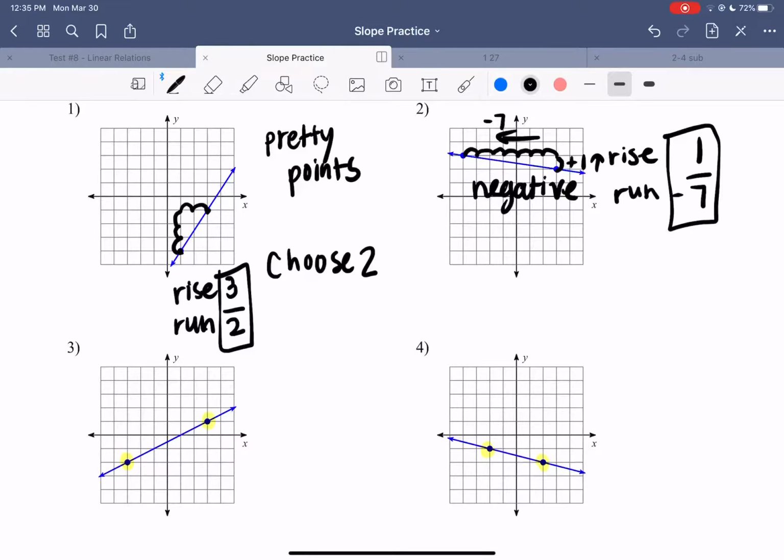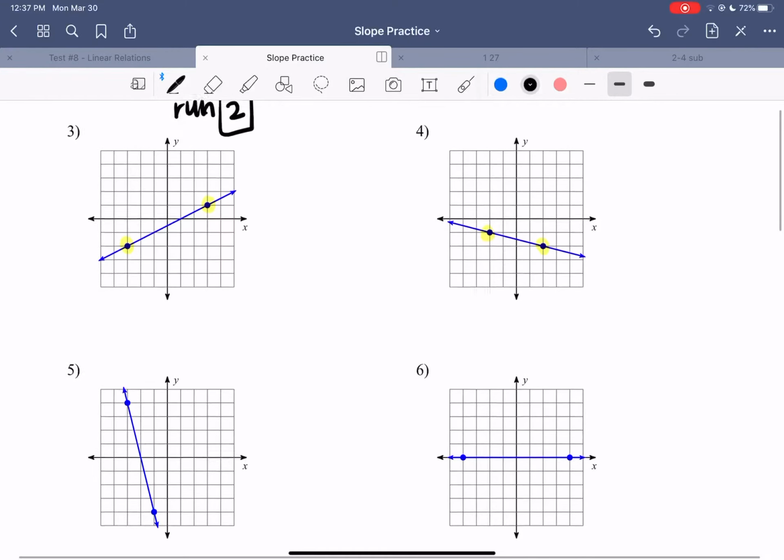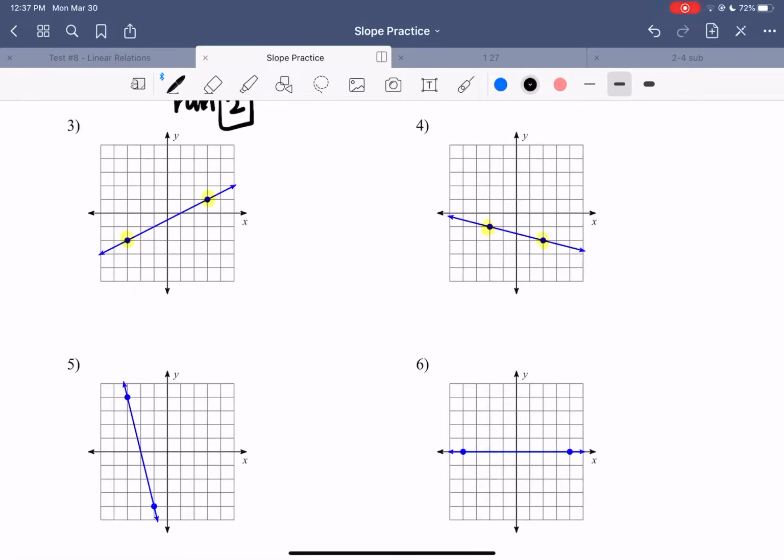All right, so now I'm going to move on to this one, and I'm going to give you a moment to try and figure out the rise over run or slope. Remember that those are the same thing. So go ahead and take a moment.